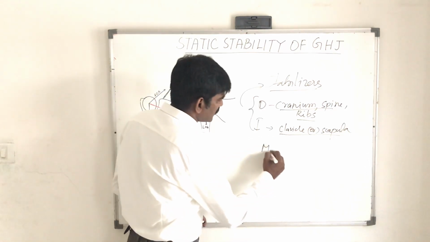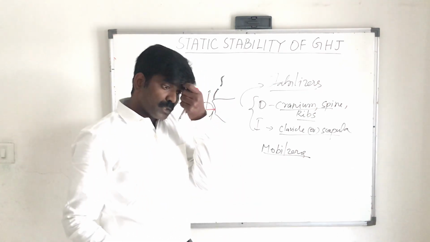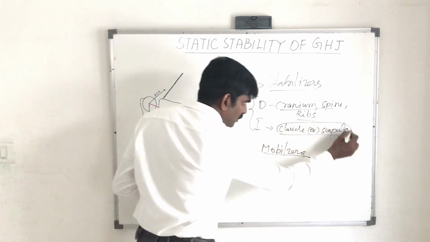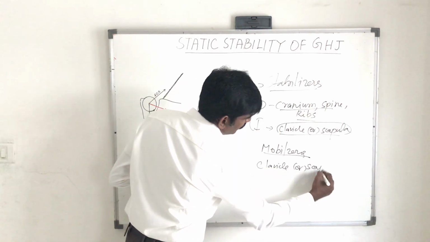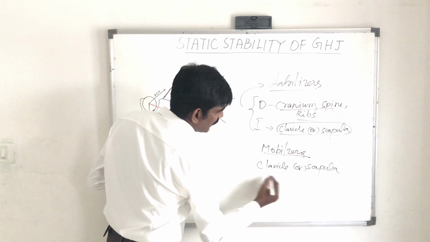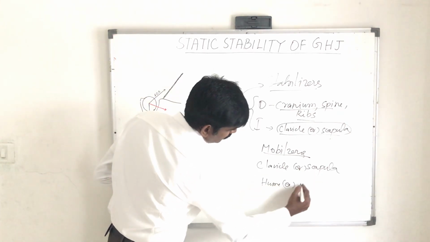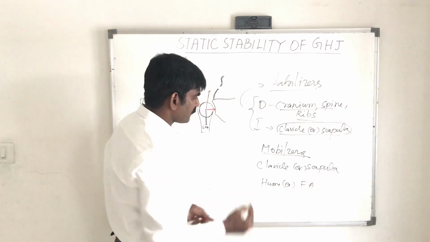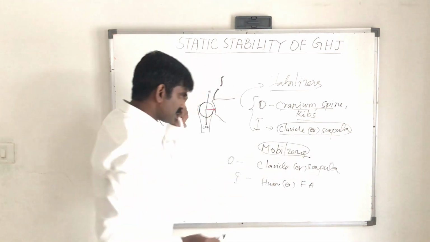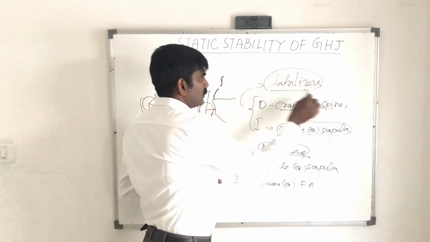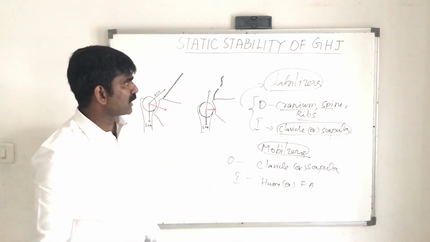And what is mobilizers? Mobilizers are the muscles whose origin is from clavicle or scapula, and insertion is in the humerus or the bones of the forearm. So this is origin and this is insertion. So these muscles are called mobilizers. Example is deltoid. Deltoid is one of the examples of mobilizers.